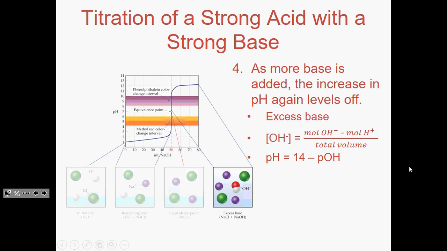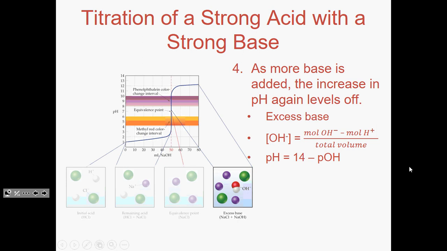Now, once we get to the equivalence point, remember we go through that rapid change, and then after that, notice the pH is slowly rising again. And that's because now we're in our excess base region. We've used up all of our strong acid, and now we're slowly just adding more excess base, and that's going to slowly increase the pH.